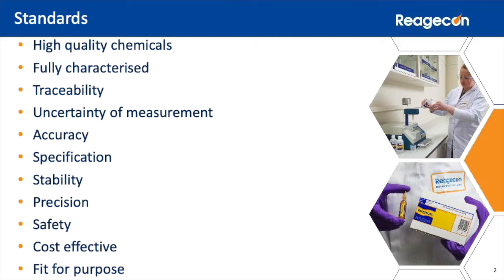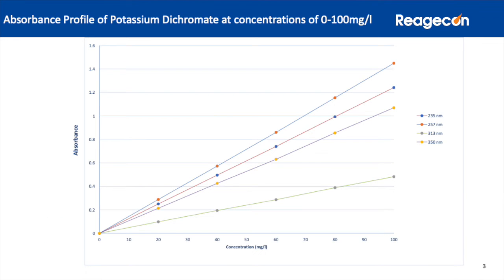Starting with linearity, the amount of light absorbed by a sample at any particular wavelength is directly related to the concentration of a sample. This relationship between absorbance and concentration is defined by the Beer-Lambert law. The Beer-Lambert law states that there is a linear relationship between the absorbance and the concentration of a sample. Examples from Reagecon's range of linearity standards, including those that contain potassium dichromate, are presented on your screens now. Information is also presented pertaining to the pack sizes and packaging format.